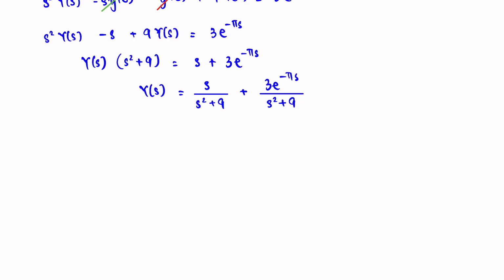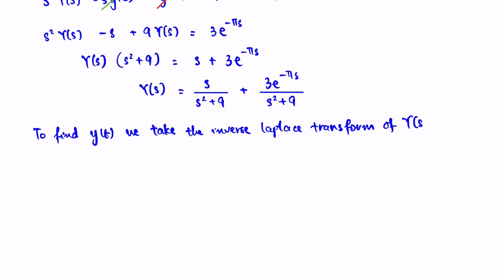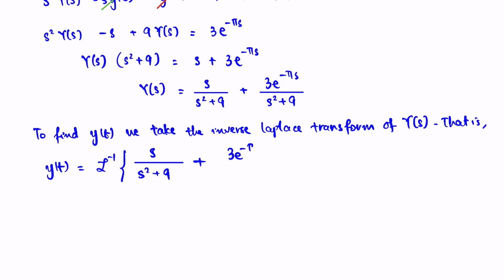Now you're going to take the, so this is the solution in the frequency domain. And to turn this into the time domain, you need to find the inverse Laplace transform. So to find y of t, we take the inverse Laplace transform of capital Y of s, that is, you have little y of t equal to the inverse Laplace transform of s over s squared plus 9 plus 3 times e to the negative pi s over s squared plus 9.